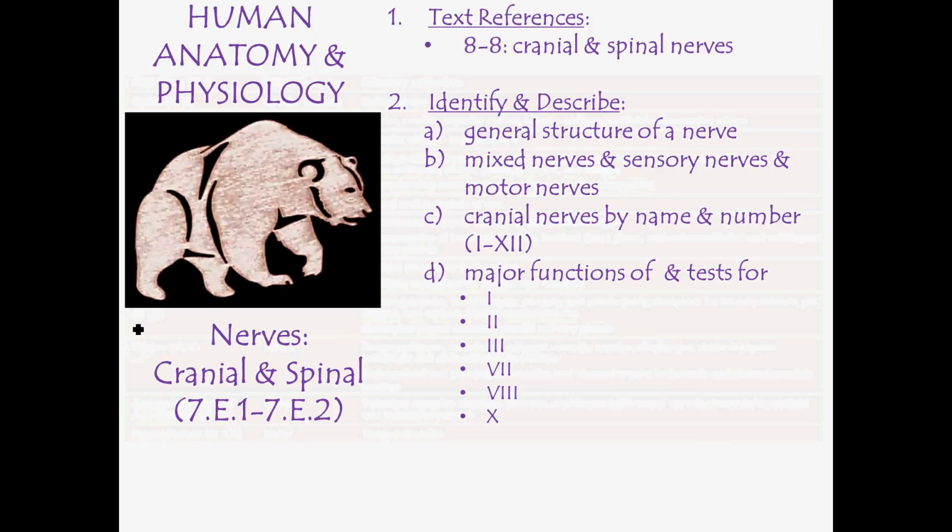Okay, so you should be able to identify and describe the general structure of a nerve, what we mean by a mixed versus sensory versus motor nerve, identifying these cranial nerves, and again being able to come up with maybe a test for them. So how would a clinician test to see if those nerves are intact or if there's been some sort of damage to them, right? It's kind of a question that we can talk about in class.